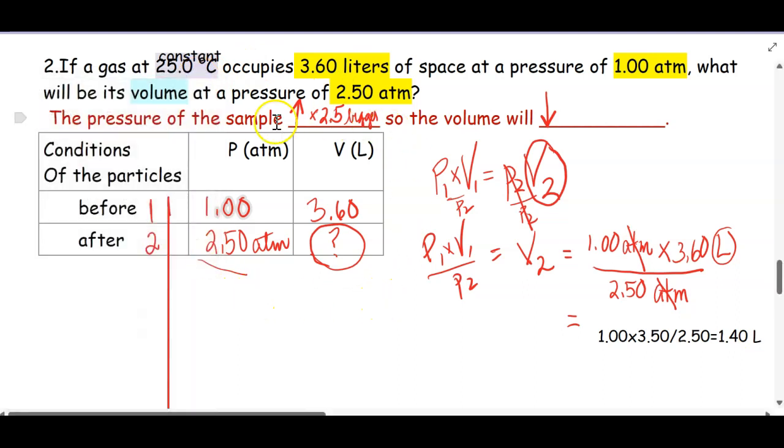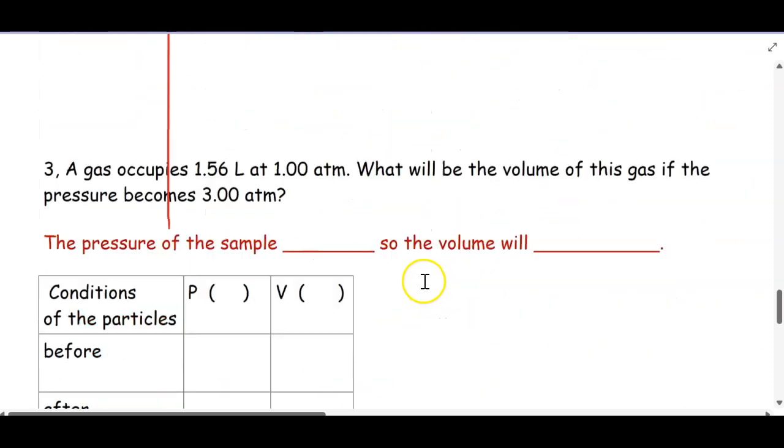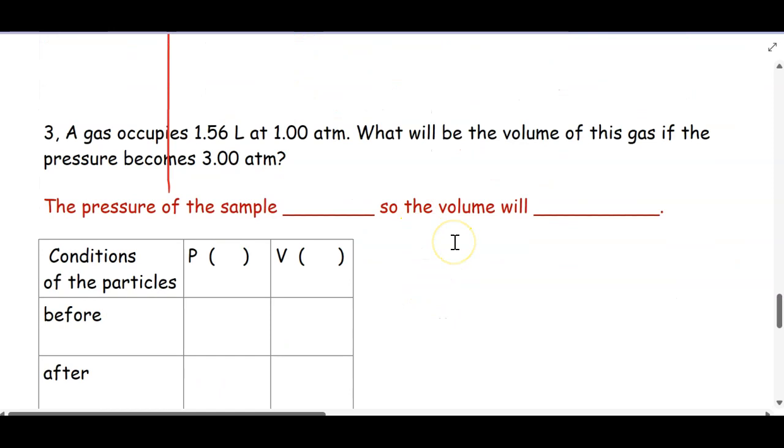So when the pressure went up 2.5 times bigger, then the volume should go down by 1 over 2.5. That's what the inverse relationship tells us. All right, so this is what you need to do. So let's go down and look at the rest of these. Go ahead and read the problem.